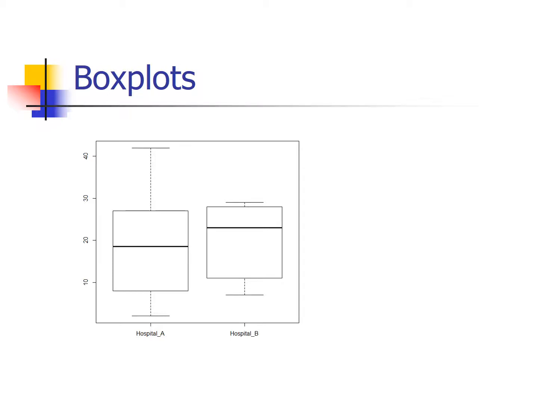It's the exact same analogy with Hospital B. I'll leave it to you to verify, right, where all those lines should be, where the whiskers should be leading to. Now, my claim was that box plots are useful for side-by-side comparisons, and they are.